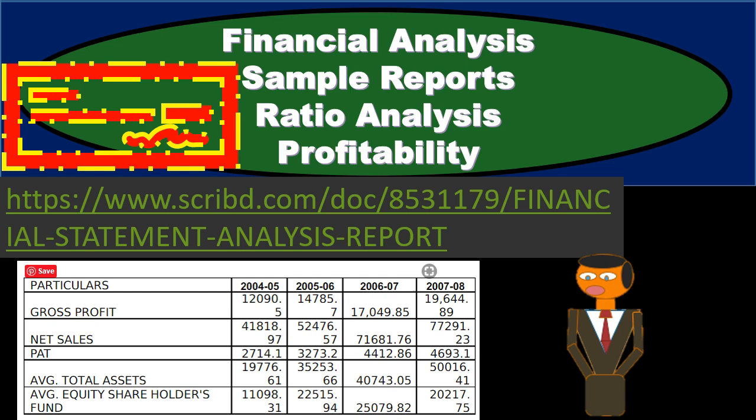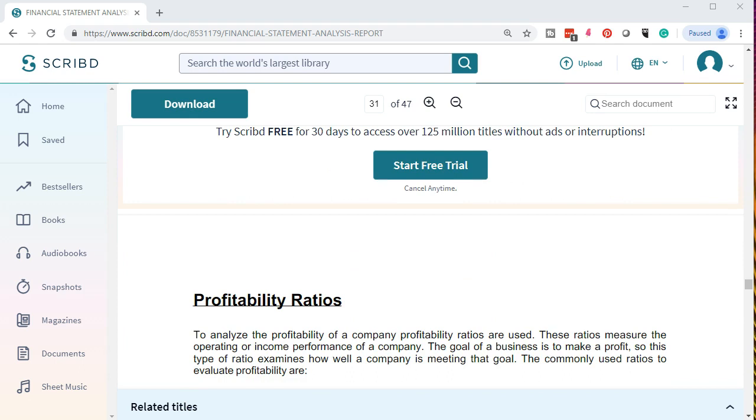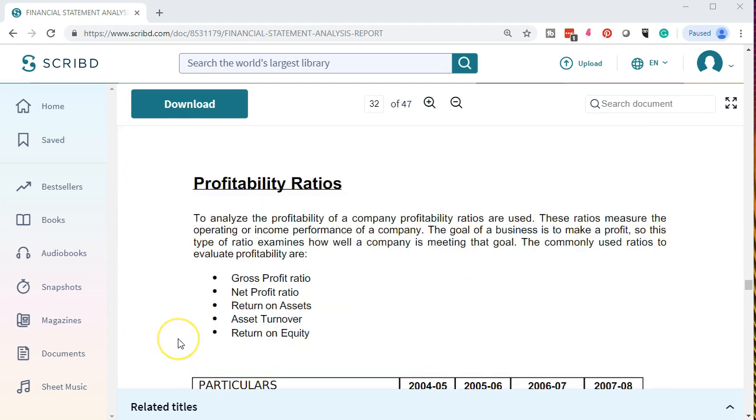In this presentation, we will take a look at ratio analysis for profitability as we continue on with our financial analysis sample report. Here we are in Chapter 4, Analysis of Profitability. Profitability ratios. To analyze the profitability of a company, profitability ratios are used. These ratios measure the operating or income performance of a company. The goal of a business is to make a profit.